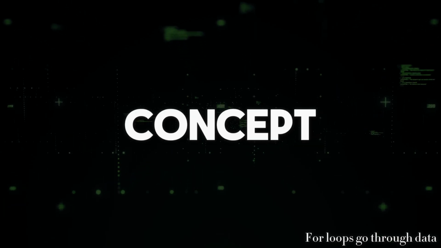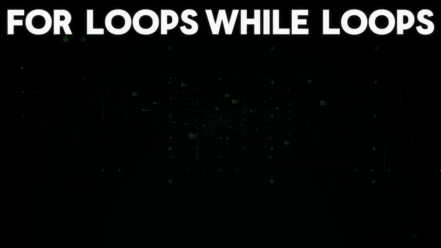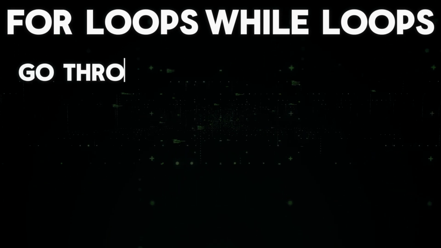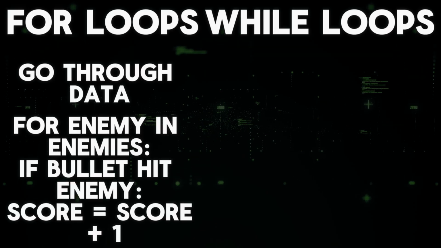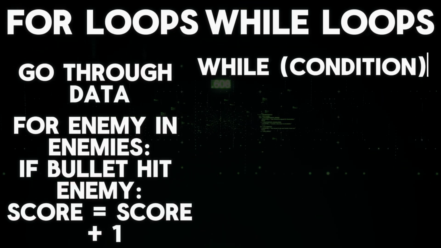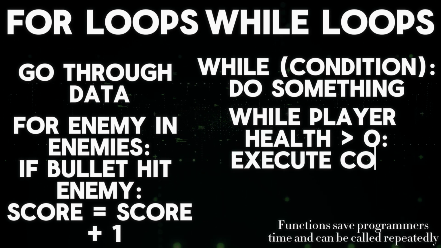The next most basic concept is iteration. There are two types of iteration in programming, for loops and while loops. A for loop will just go through data, so for enemy in list of enemies, if a bullet has hit the enemy, increment the player's score. A while loop will just execute the code inside it until a condition is false. So while player health greater than 0, do all the code you've just been through.